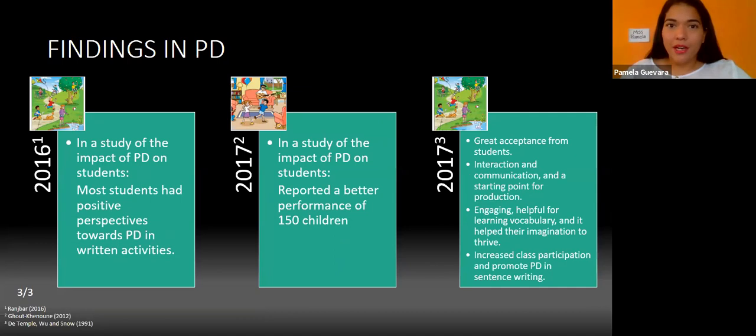I am focused here in written activities because my last learning goal was for them to write sentences using the vocabulary. And I will tell you later why. That's why I found that some studies reported some positive results in written activities. There was an increase in class participation. They were more willing to write sentences.